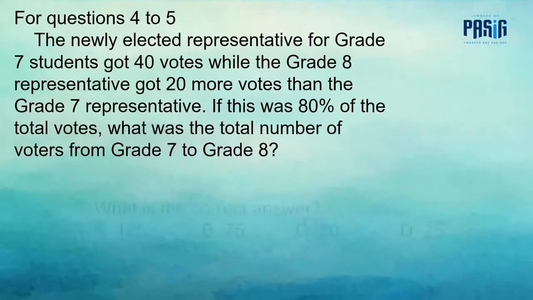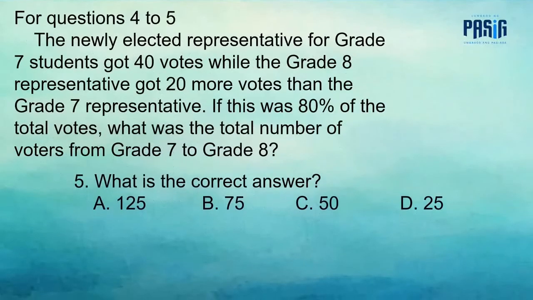Now let's have the last question. Number 5. What is the correct answer? A. 125. B. 75. C. 50. Or D. 25. What is your answer? The answer is letter A, 125. Very good. Keep up the good work.